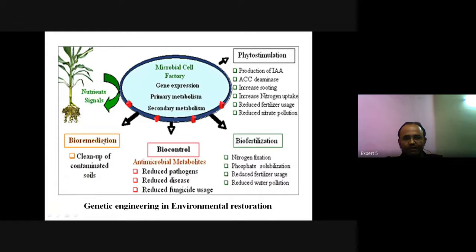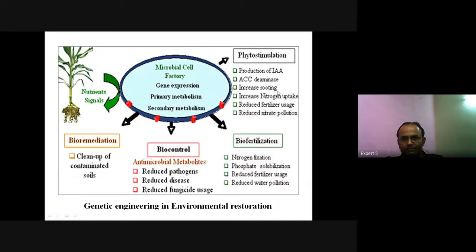Here is the case of bioremediation, which is used to clean up the contaminated environment, as well as the case of biocontrol. Biocontrol means to inhibit the pathogens, reduce pathogen activity, disease activity, as well as fungal activity, with the help of production of antimicrobial metabolites. As well as, genetic engineering may be applied for phytostimulation, meaning it enhances the production of some plant hormones, like IAA and ACC deaminase, which are particular enzymes, 1-aminocyclopropane-1-carboxylate synthase and the deaminase enzymes.